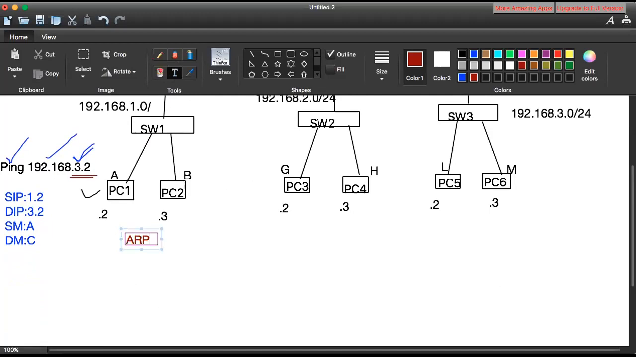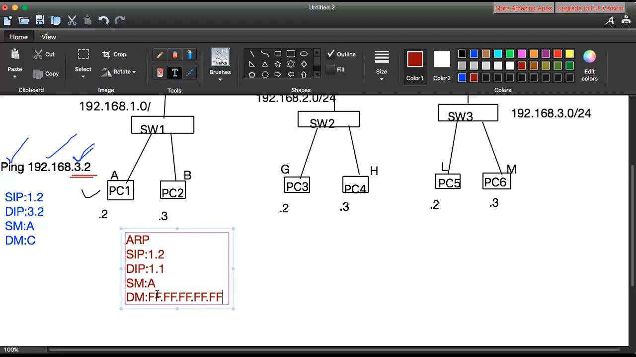Say ARP, and then the source IP is going to be 1.2, the destination IP is going to be 1.1, because PC1 wants to learn the MAC address of 1.1. The source MAC, obviously, it is going to say I am MAC address A, and when it comes to the destination MAC, it is going to be FF, FF.